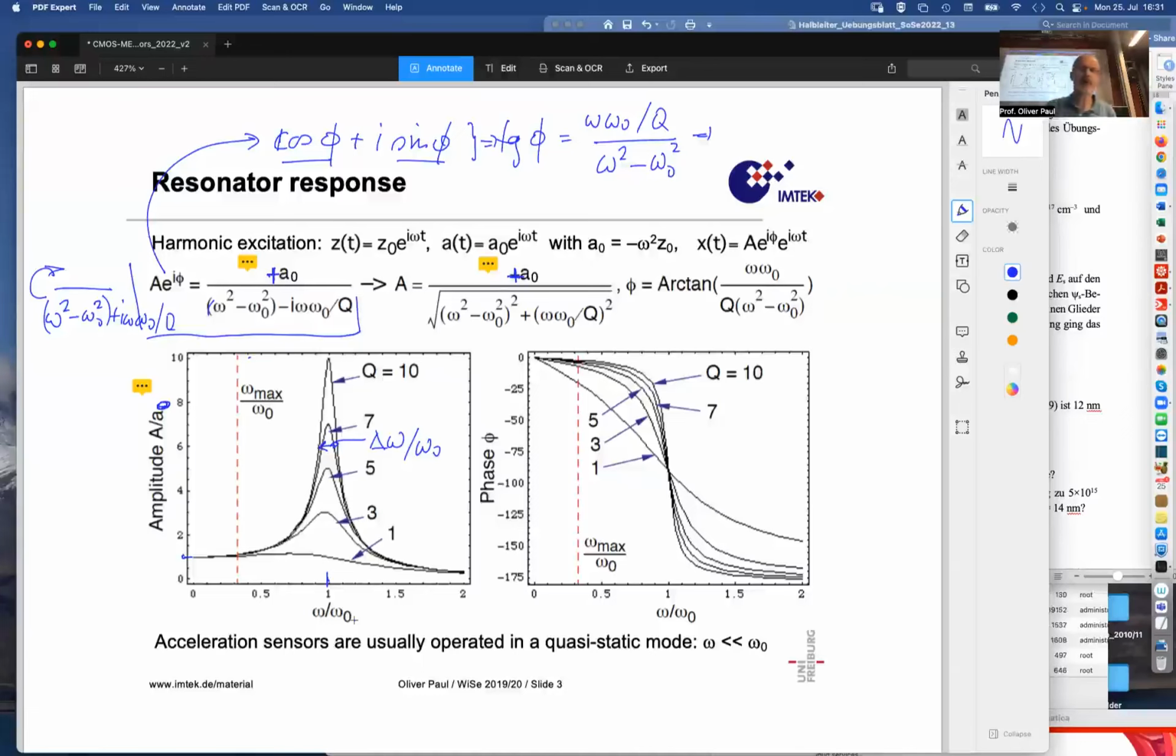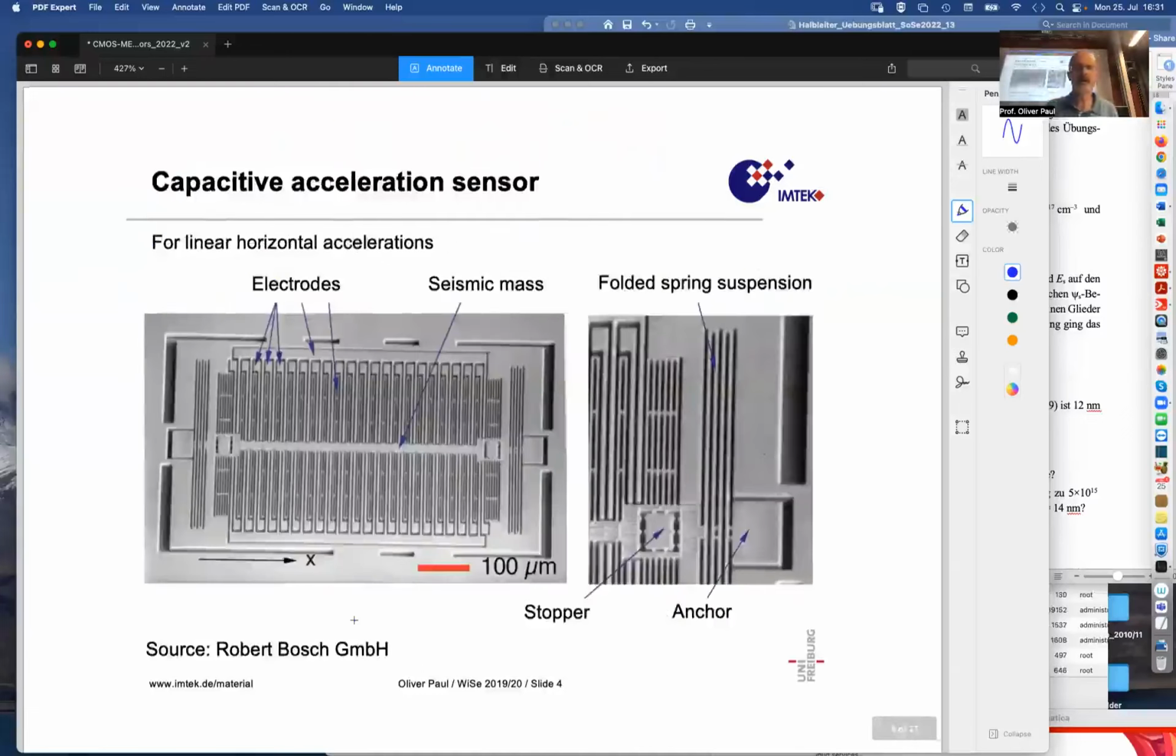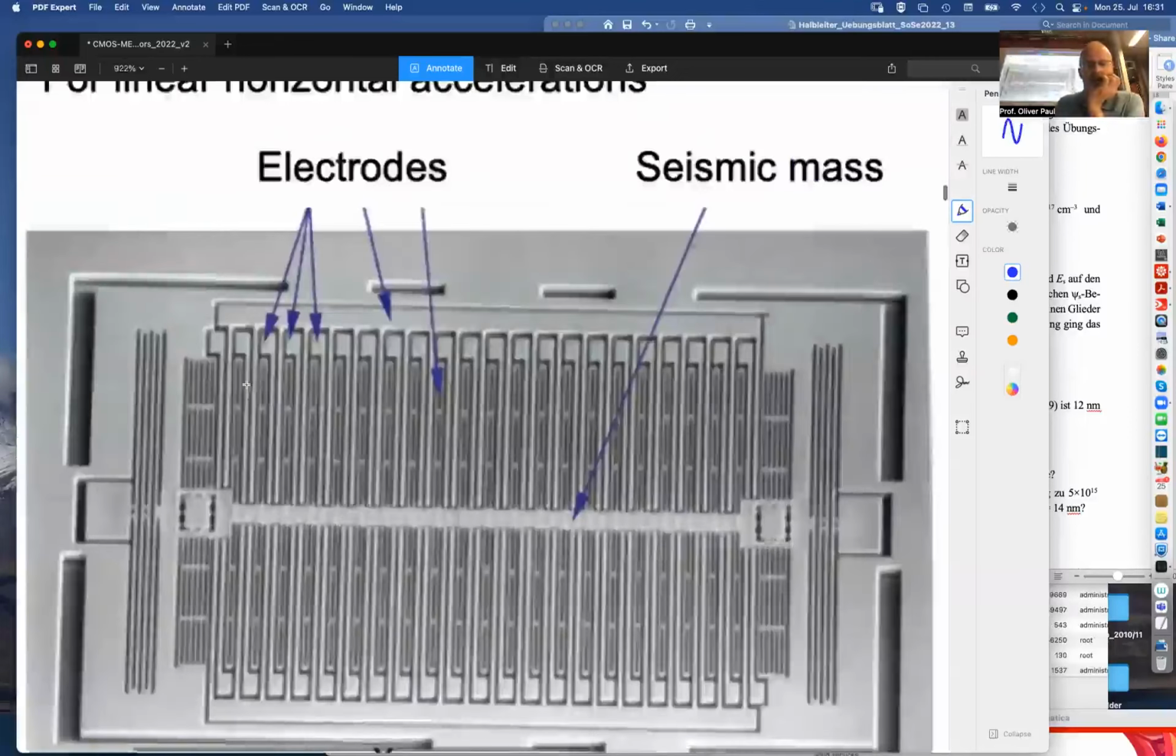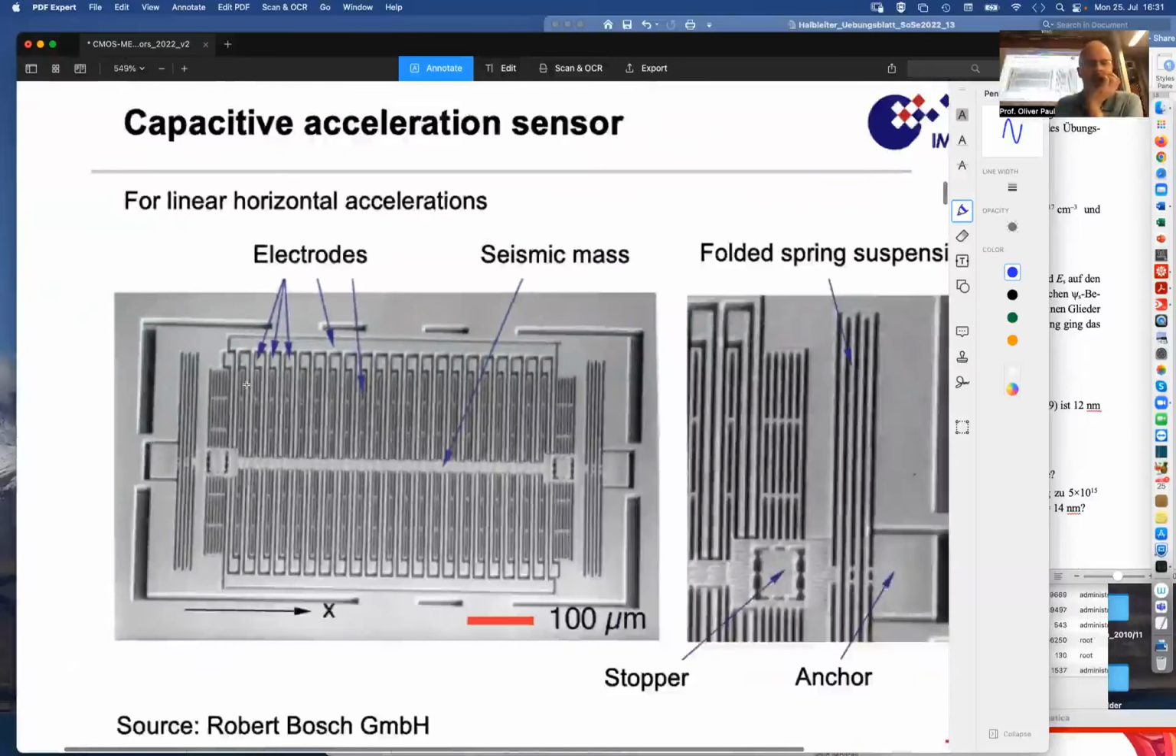So now, how is this applied in a real sensor? We see here a capacitive accelerometer from Bosch, one of those accelerometers that is in their inertial measurement units, or was in their inertial measurement units. They still look pretty much the same. So what do we see here? Complicated structure, isn't it? Let me leave some space.